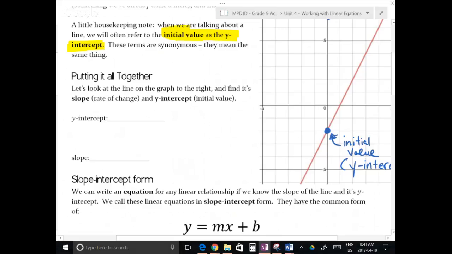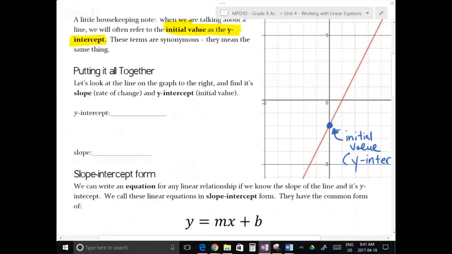So that's just a little piece of housekeeping before we get to this. In the first unit, we like to very conceptually always talk about the initial value using that phrase. This unit, once in a while, I'll throw the word initial value out there, but more often than not, the term we use is y-intercept. These terms are synonymous. What's synonymous mean?